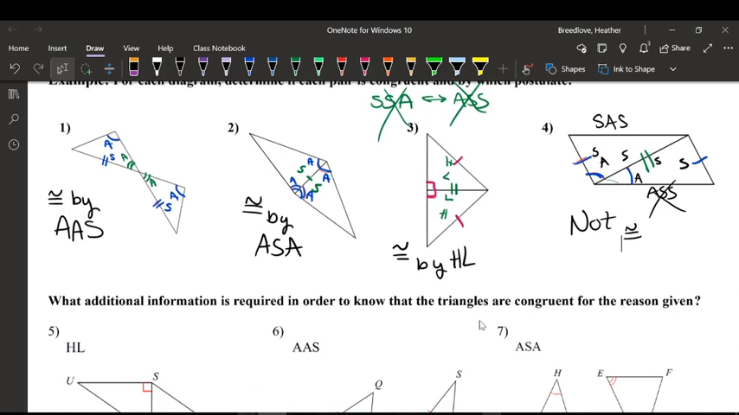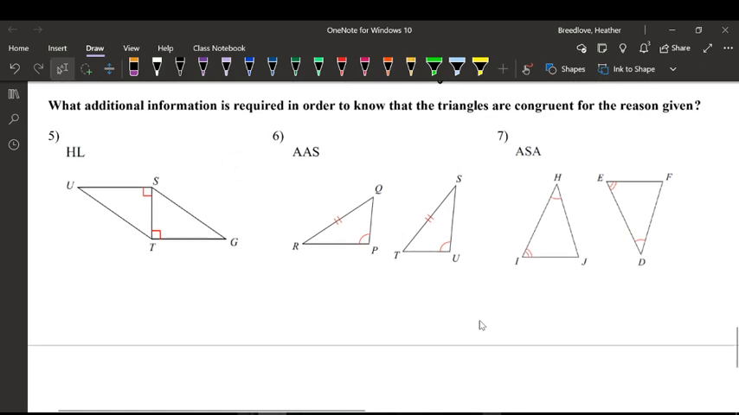So then the last section on the note says what additional information is required in order to know that the triangles are congruent for the reason given. All right, so if we want to say that number 5 is congruent by HL, hypotenuse leg, what else do we need to know? To determine what else we need to know, we need to first determine what we do already know. We already know that they are right angles. And H is the hypotenuse, L is the leg. This shared side, that's a leg.